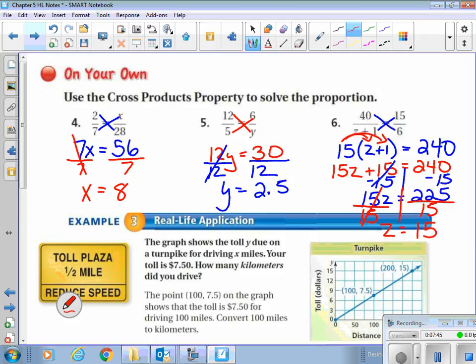All right, so even though that was a little bit more complicated, it's still doable. You just have to remember that you have to distribute that 15 there to get your cross products correct.